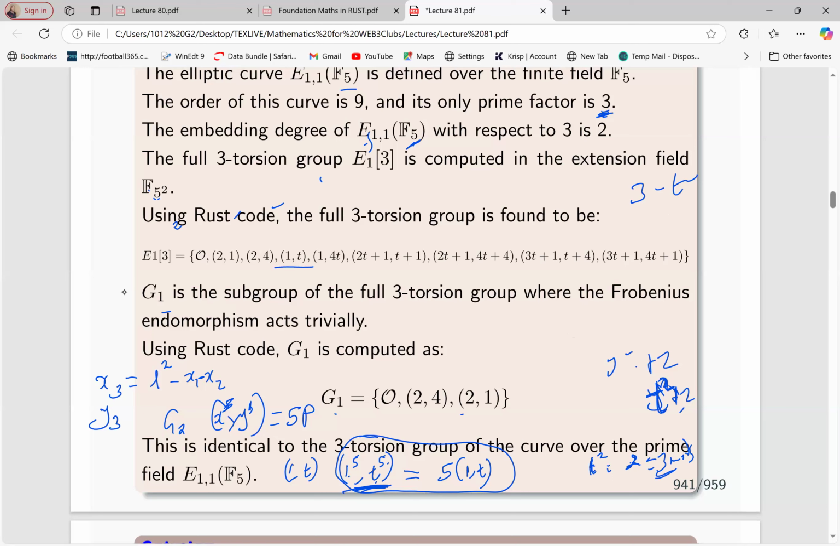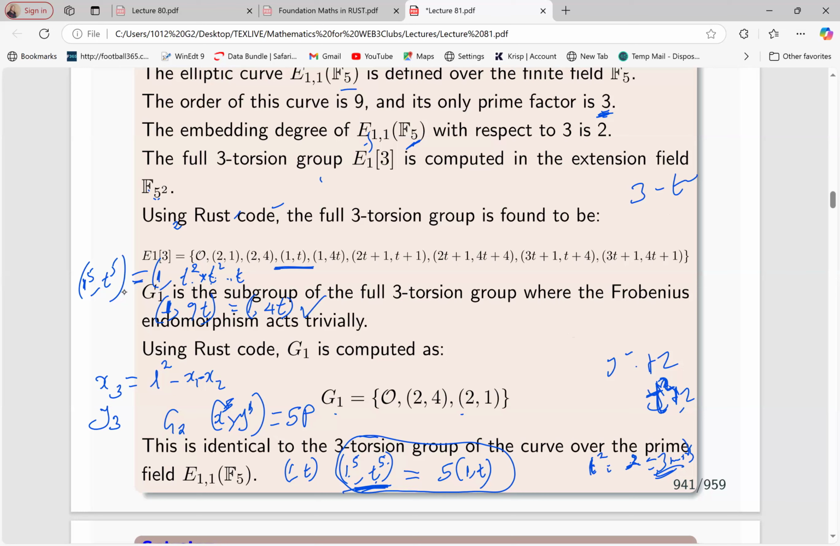For instance, when you raise this to 5, you have 1 raised to 5 and t raised to 5. 1 raised to 5 is 1. That one has no problem. But t raised to 5 is t squared times t squared times t. But t squared is 3, and the other t squared is another 3. So you're talking of 1, then 3 times 3 times t, which is 9t. But we are talking of mod 5, so this is 1 + 4t. So we just found that 1 + t raised to 5 is the same as 1 + 4t.